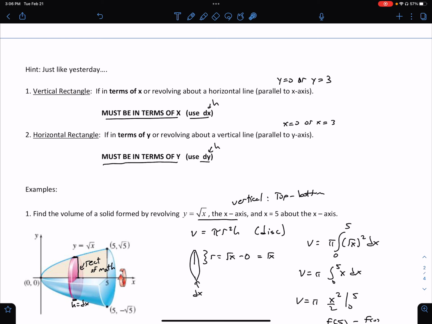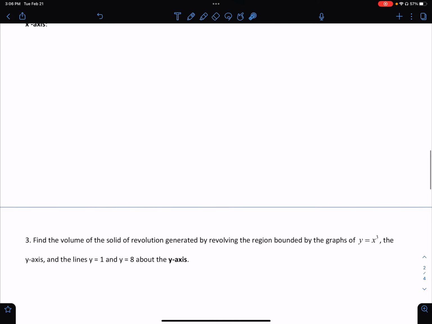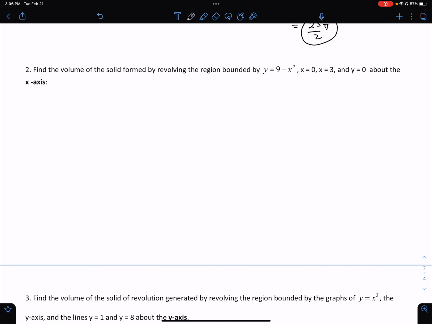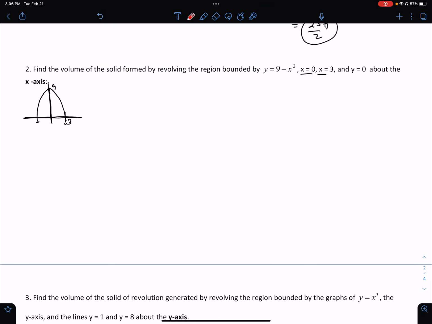So, all right, here we go. The first step is to just graph it. We have the graph of 9 minus x squared, and that's pretty easy to graph. It's just a downward facing parabola, like so. X equals 0, well, that's just the y-axis. X equals 3 is just where it meets here. And y equals 0, which is the x-axis. The region we're looking to shade here is going to be this little piece right here, because remember, we want to be bounded by all of these. And we're going to revolve this around the x-axis.